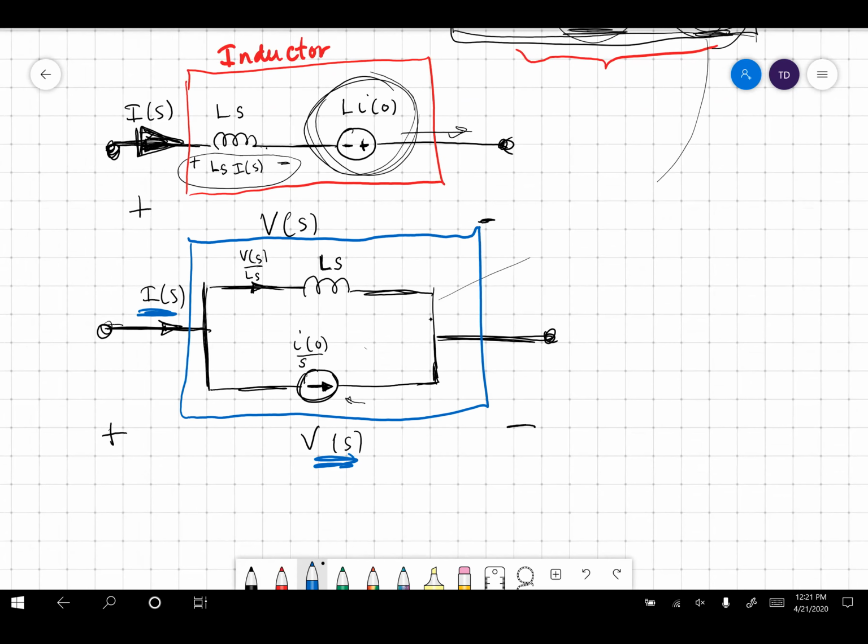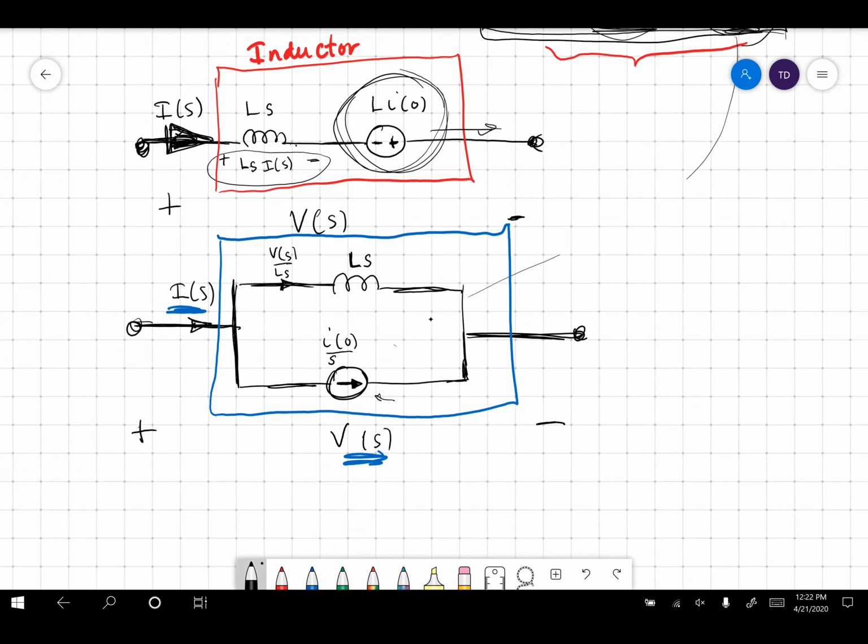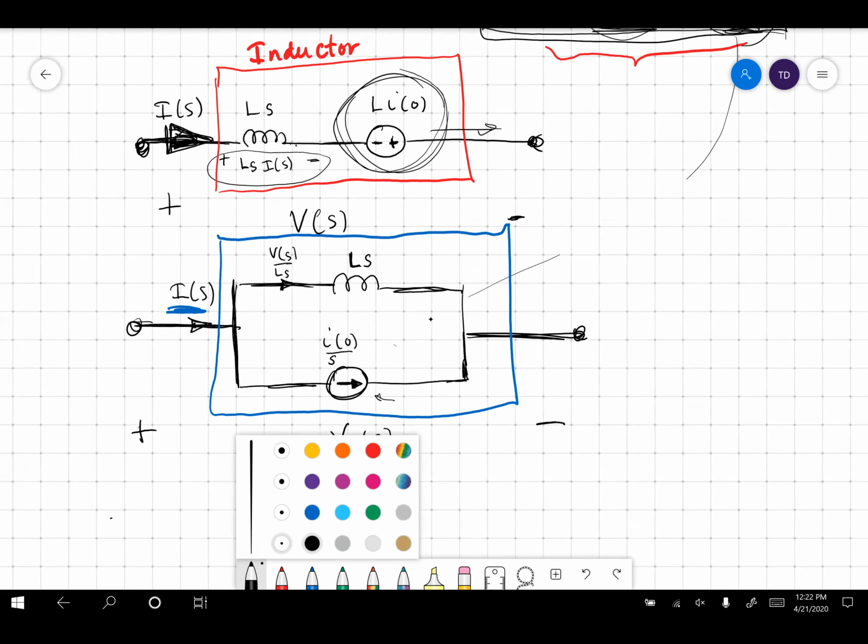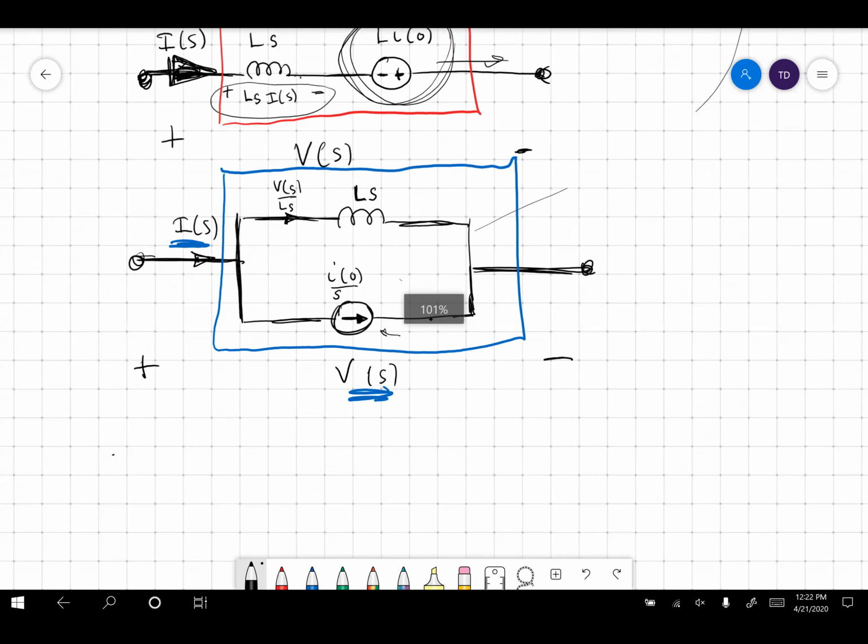Okay? So when we're transforming the circuit, we know that if there are no initial conditions, LS is the impedance. If there are initial conditions, we have to include the impedance, plus we have to include the source, whether it's a current source or a voltage source. We always get to choose whether it's a current source or a voltage source. Always get to choose that.